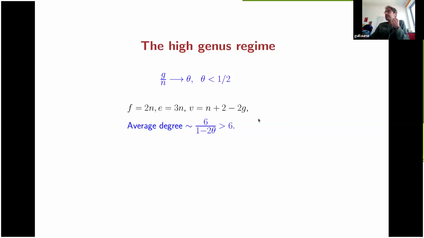Okay. So if theta was equal to 0, or if g was little o of n, this would go to 6, as in the planar case. But if theta is strictly larger than 0 and strictly smaller than a half, then this is some number which is strictly larger than 6. And so somehow this tells us that we expect something different. We should see this in the limit. In fact, we expect something of hyperbolic nature. You have some sort of curvature.